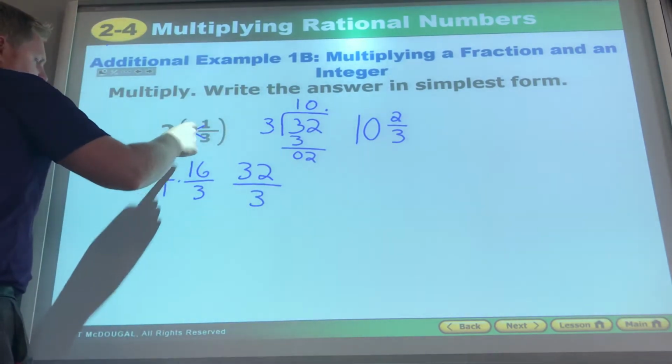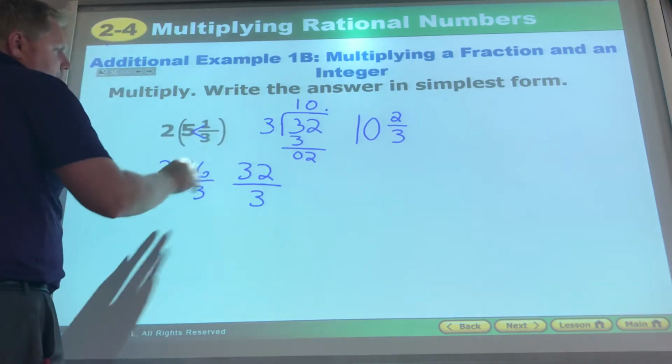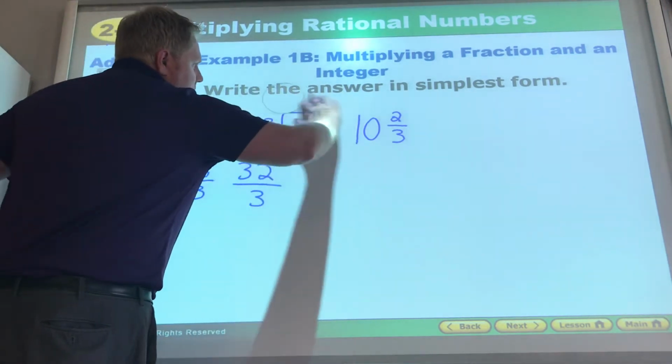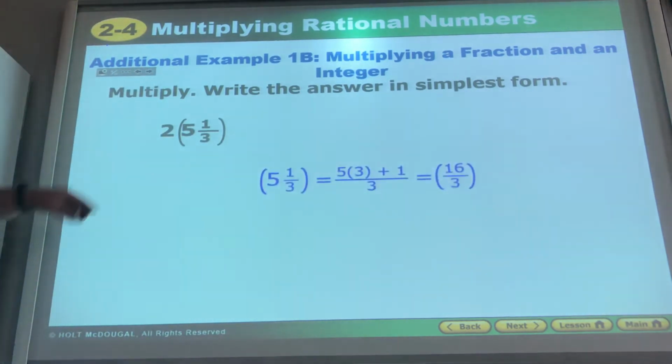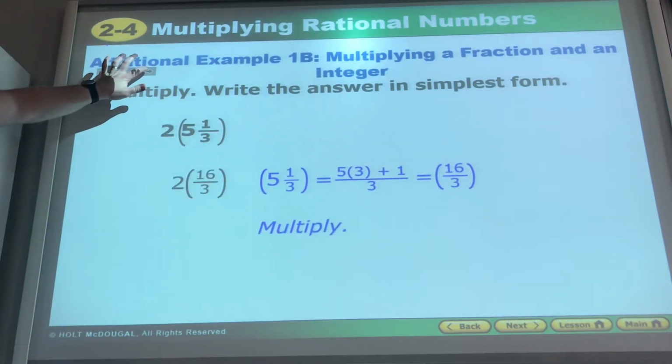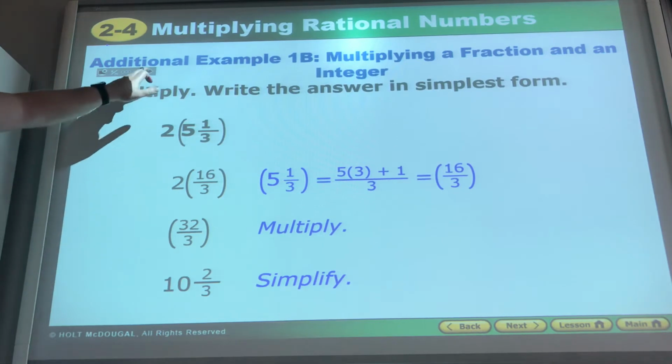Make it into a mixed number, do your multiplication, or make it into an improper fraction, do your multiplication, then make it back into a mixed number. Let's see how they did it. We do our multiplication. There we go. They've done all that work. Now we get back to 10 2/3 like we had.